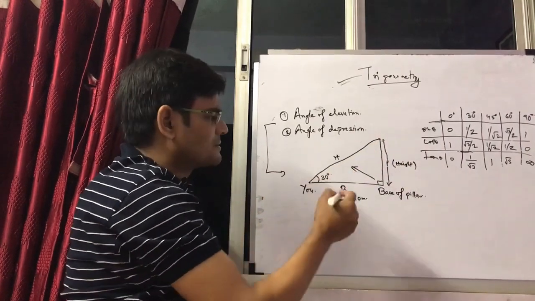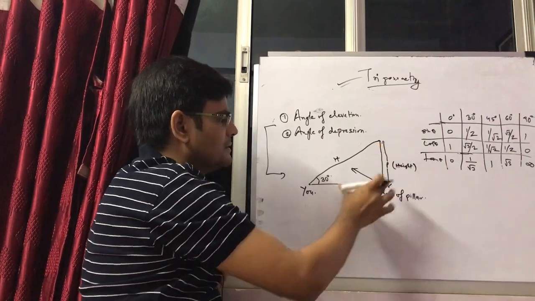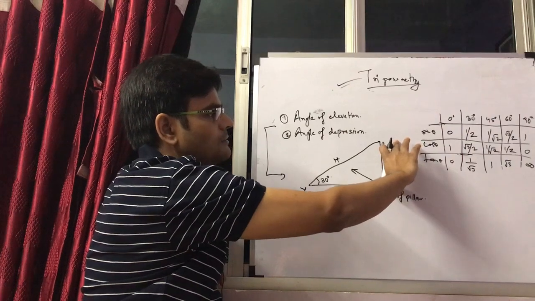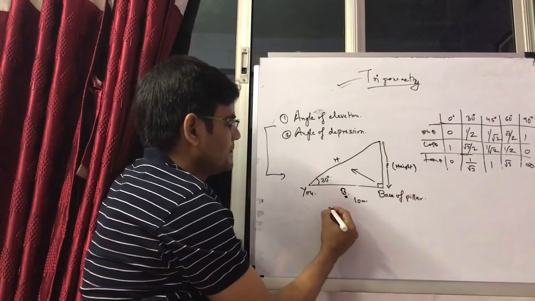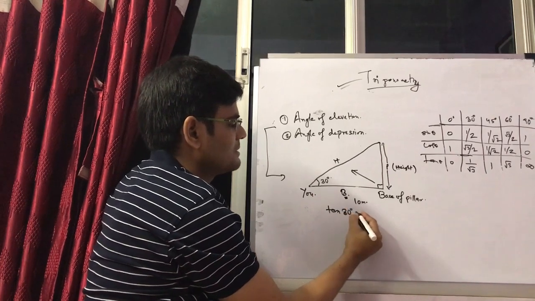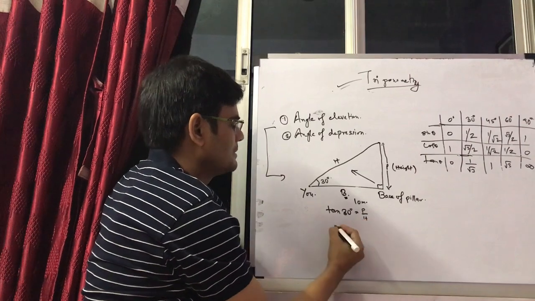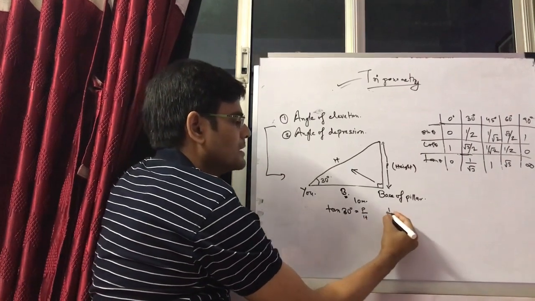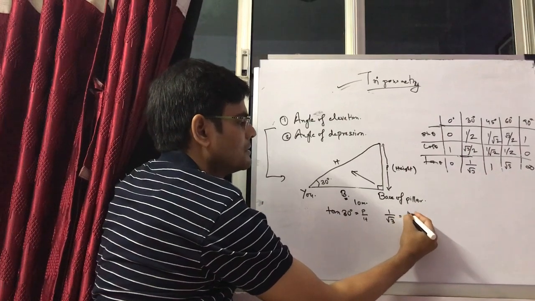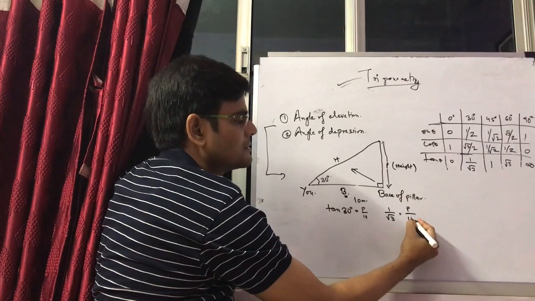I mean, it depends. But for this problem, since we are given the base length is 10 meters and you want to calculate the height of the building, you simply apply tan theta. Tan 30 degree, here theta is 30 degree, is perpendicular by base. Tan theta is 1 by root 3 equals perpendicular by base, which is 10 meters.